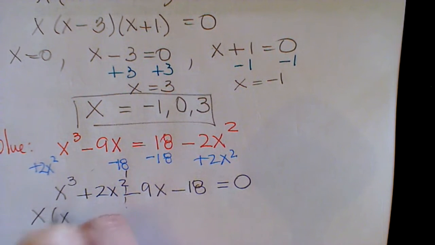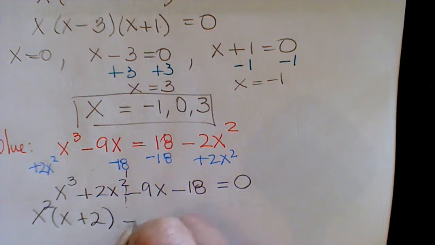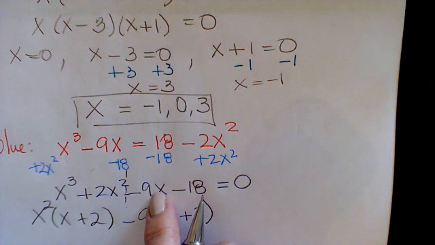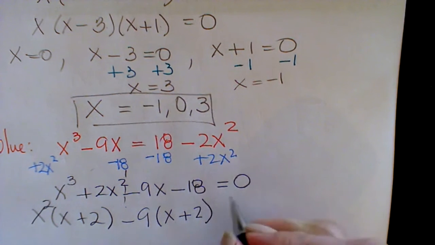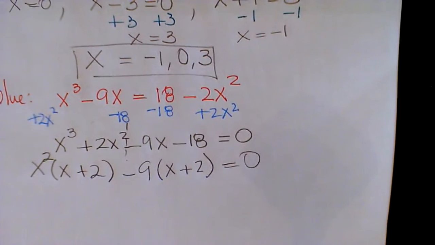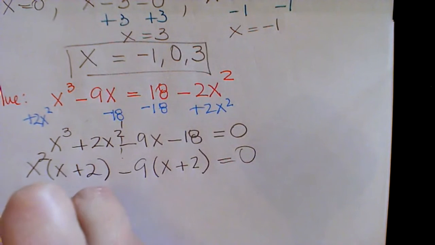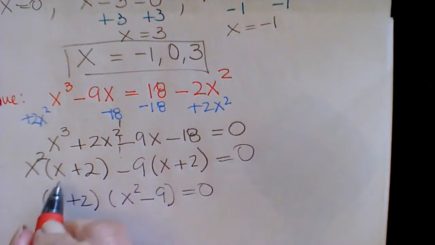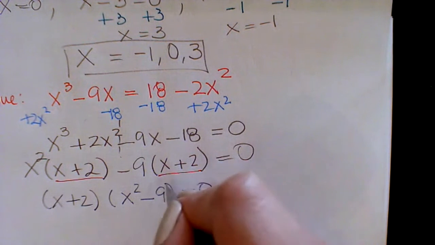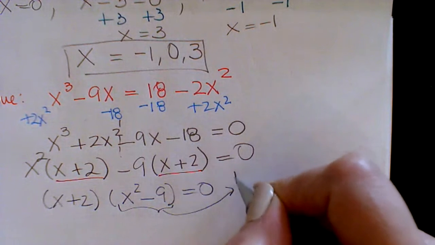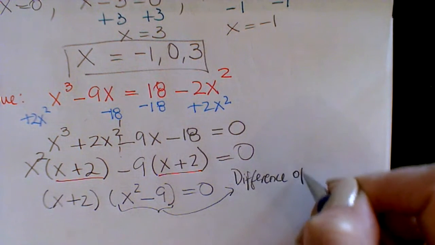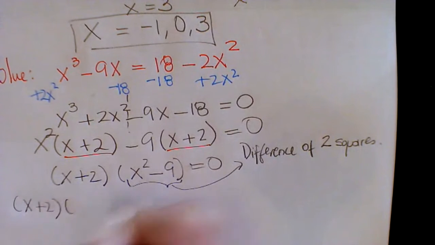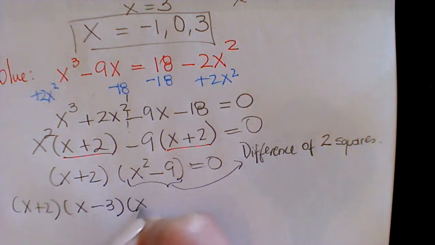Let's do this 2. So we have x squared plus 2. And this one is going to be x, but if I multiply negative 9 times x, I get the negative 9x. If I multiply negative 9 times 2, I get the negative 18. Now, what do I have? X plus 2 and x squared minus 9. Then we're not done yet. This is what? That's a difference of squares. So let's write this one down again. And this one is going to be x minus 3 and x plus 3.